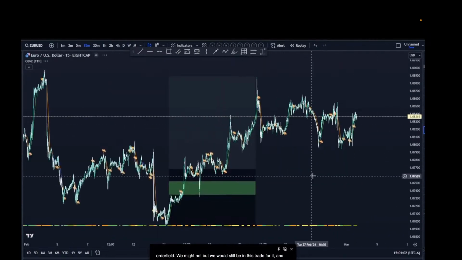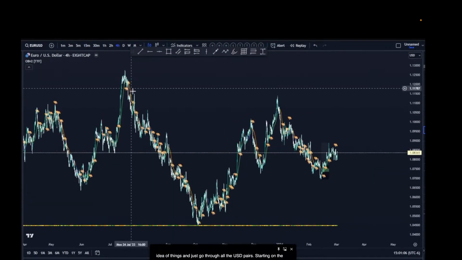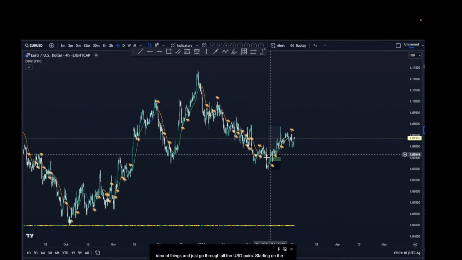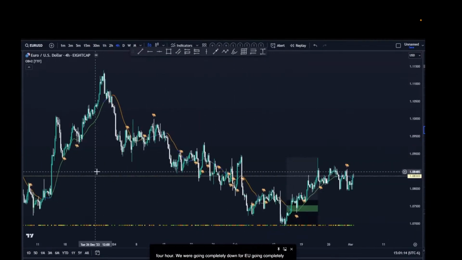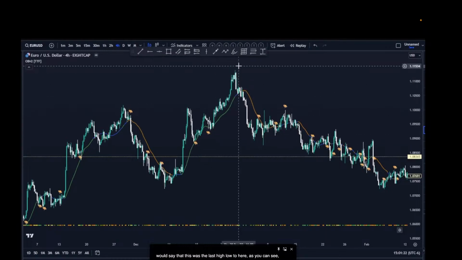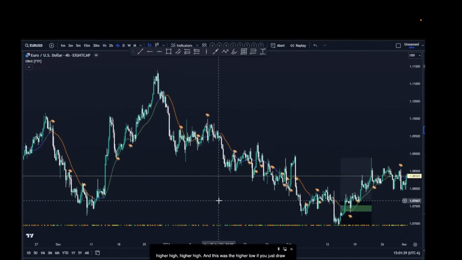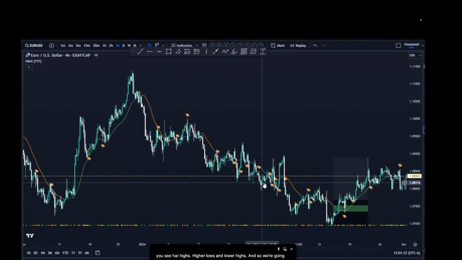And so I'm just going to go over a couple more just so y'all can get an idea of things and go through all the USD pairs. Starting on the 4 hour, we were going completely down for EU, going completely up, and then now we're going down again. This was broken, but I would say that this was the last higher low to here. As you can see, higher high, and this was the higher low. If you just draw U's, and then you draw inverse U's if you're going down, it can help you see higher highs, higher lows and lower highs.